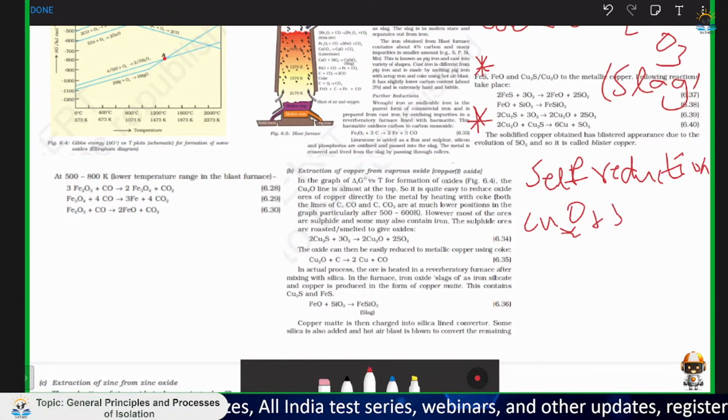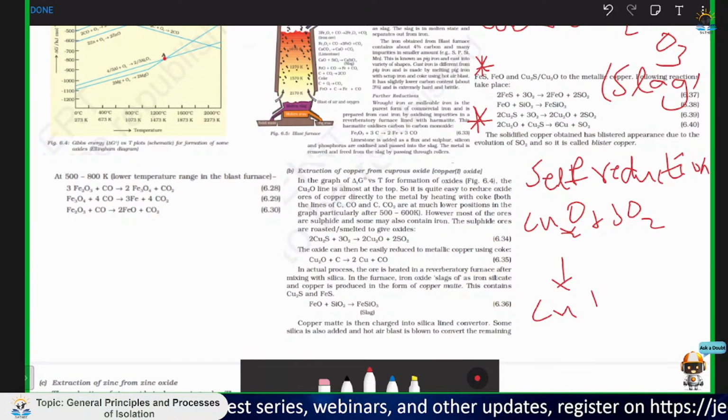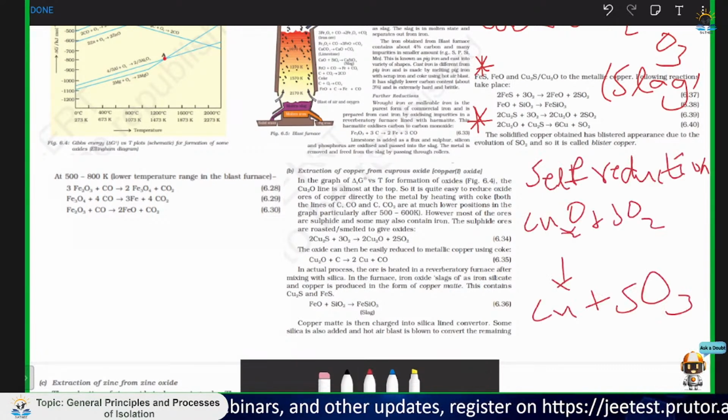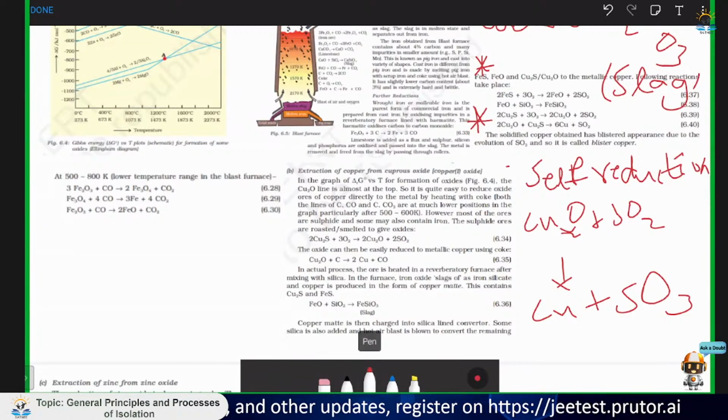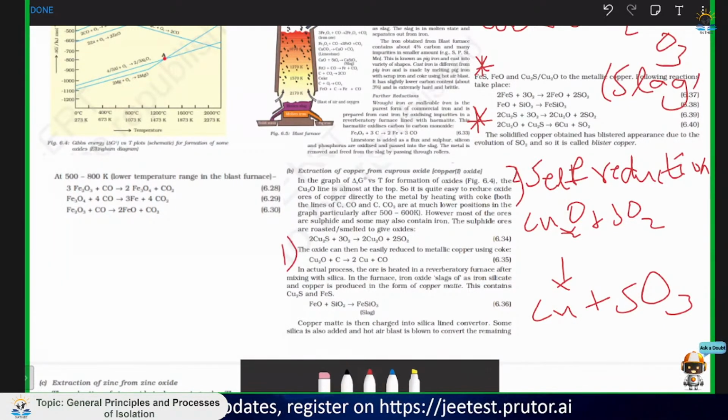Cu2O plus SO2 gives copper plus SO3. Unbalanced reaction. This is one method. Here they give another method. Normal coke reduction. Coke is essentially reduction at high temperatures.